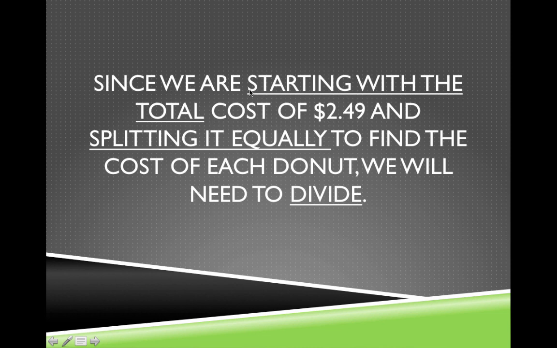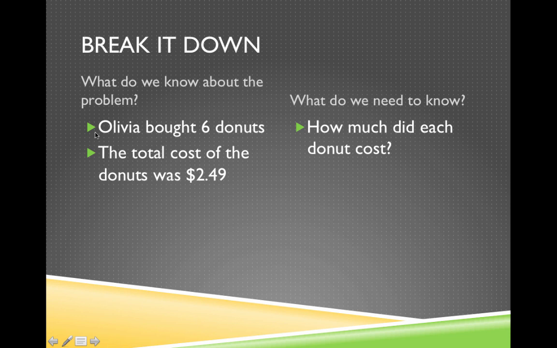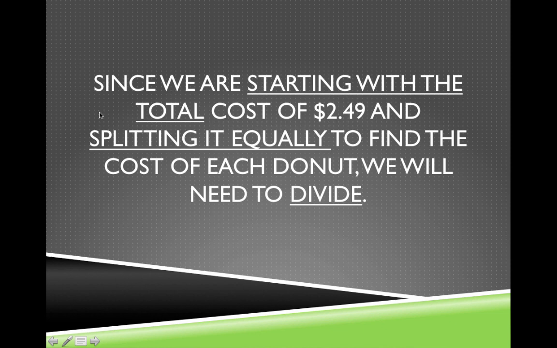Since we are starting with the total, make sure you write this statement down because it's very important. You actually need to have this slide written down too, because when you're shown a word problem, it's very important that you write down what you know and what you need to know. This is one of those statements that we would do in class where we would put a star next to it. Since we are starting with the total cost of $2.49 and splitting it equally to find the cost of each donut, we will need to divide.